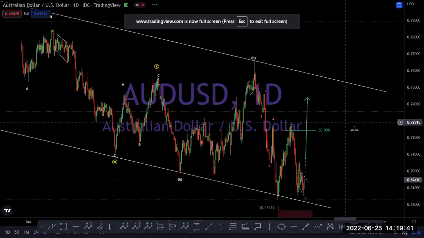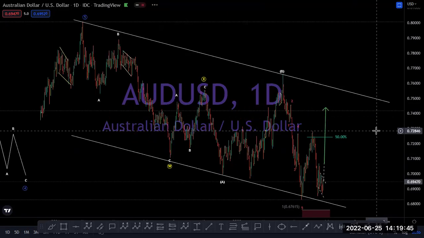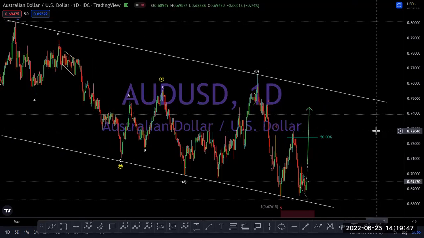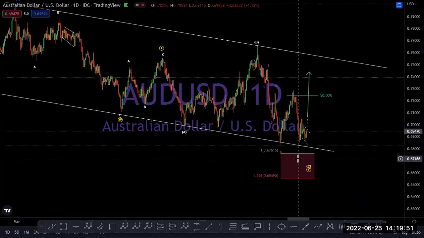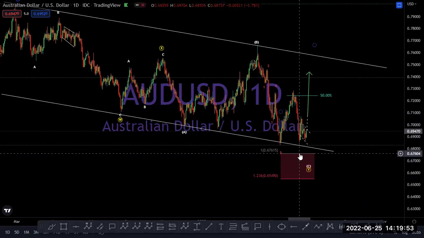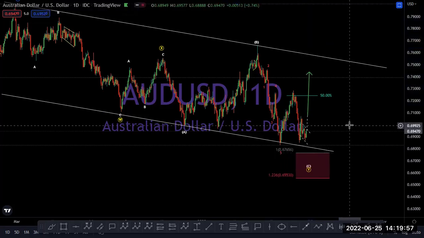AUDUSD, what do we expect? There is a little issue on AUDUSD. The issue is that here is the target. It fell short of the target.